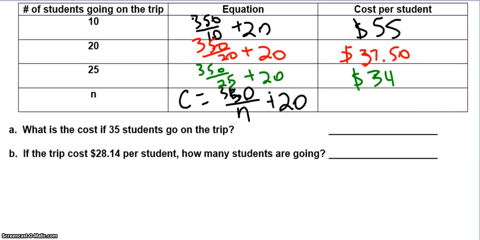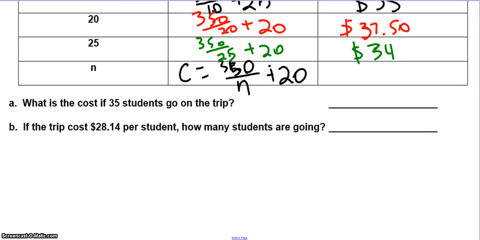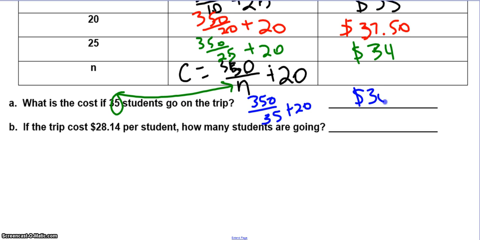Alright, next thing. What is the cost if 35 students go on the trip? So what that's saying is take 35 and plug it in right here. So I have 350 divided by 35 plus 20. Alright, when you plug this in, you get $30.